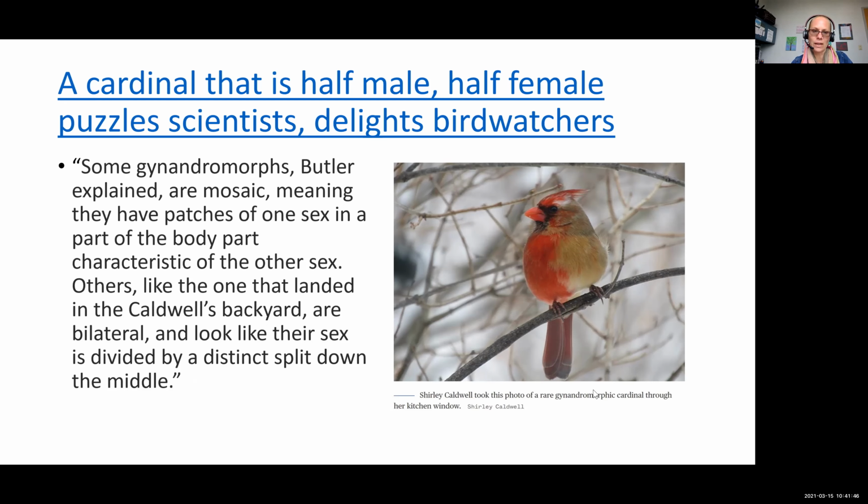In this particular case, we see that this individual cardinal has half of the body with male genetics and the other half of the body with female genetics, and it's basically down the line. And so this individual has secondary sex characteristics, half of the body male and half of the body female. So in this case, we call it again andromorph rather than intersex, but it is the same sort of idea.